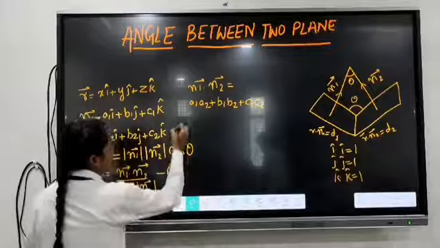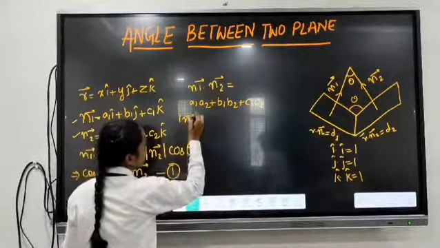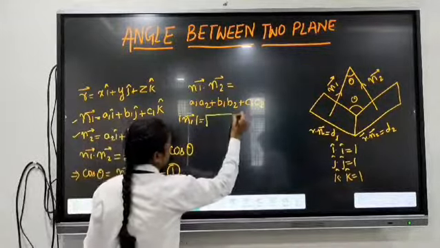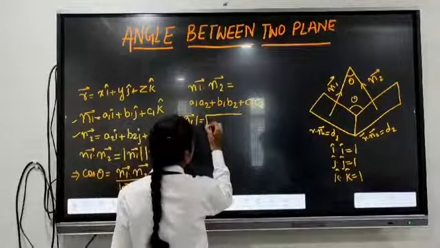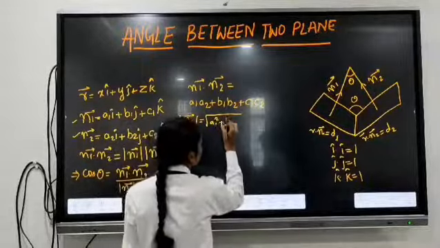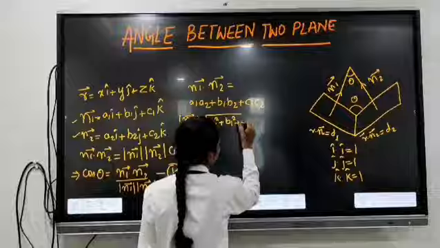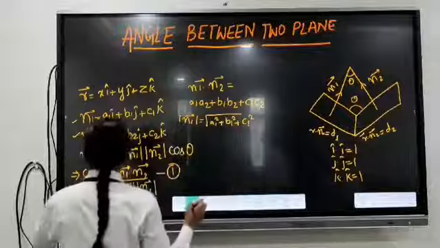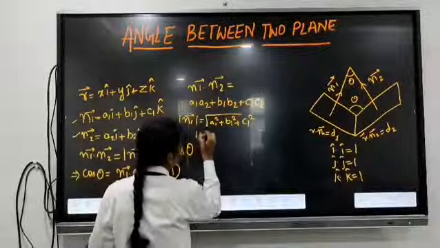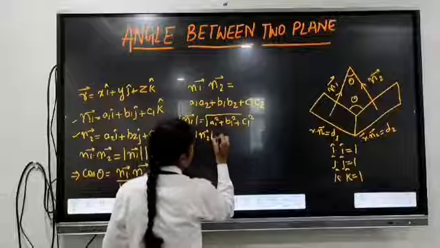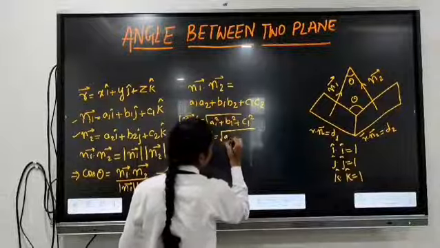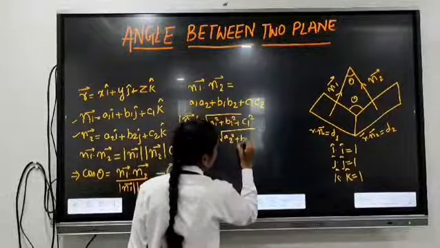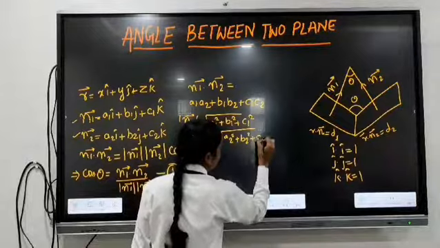Then we have to find the magnitude of n1 vector. It is root under a1 square plus b1 square plus c1 square, and then the magnitude of n2 vector, which is root under a2 square plus b2 square plus c2 square.